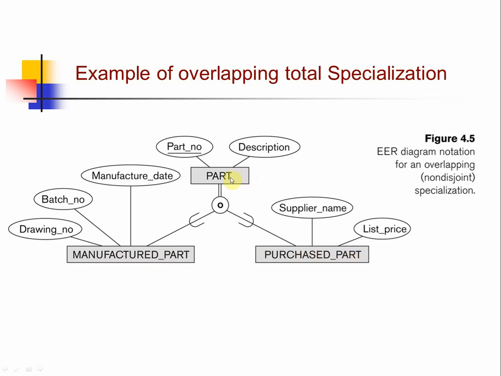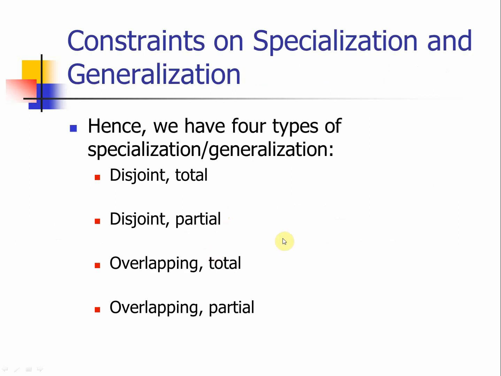So if you have one part that comes in from manufactured, that part can also come in from purchased, or there can be some manufactured parts that you can manufacture on your own, but at the same time it's not enough, so you still need to purchase some. And that's what that O is trying to indicate. So for the entities in the superclass, they can participate in more than one subclass.